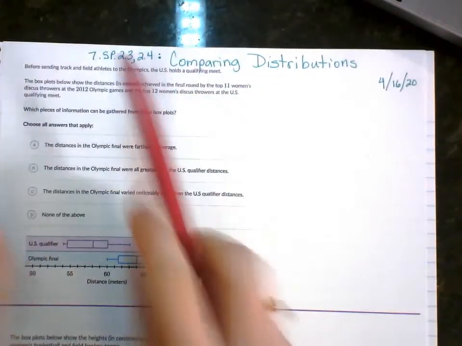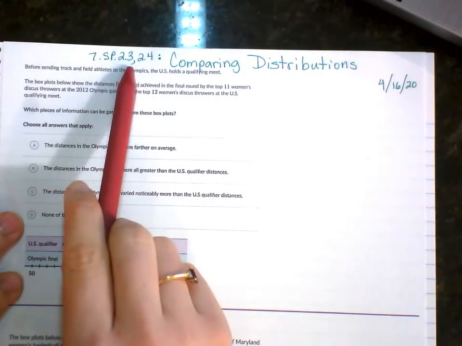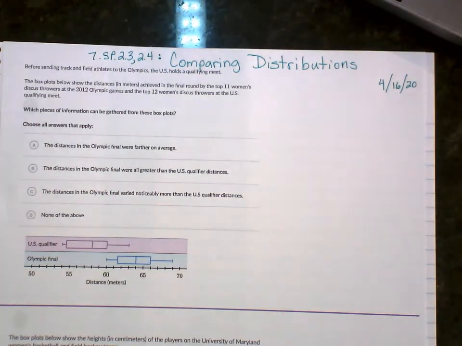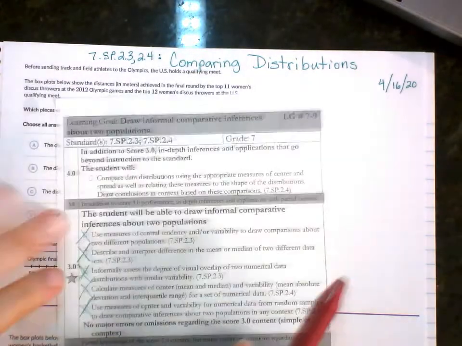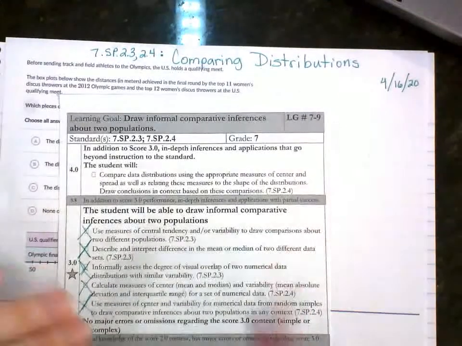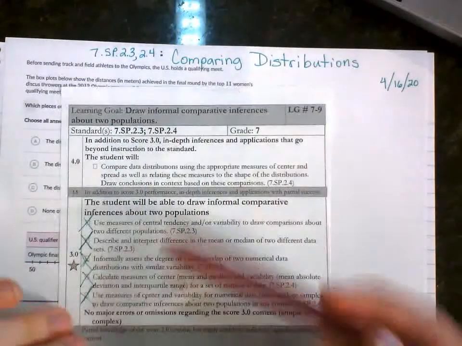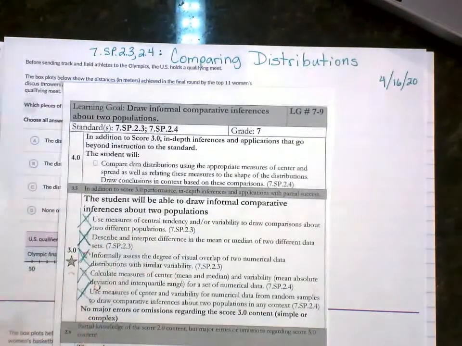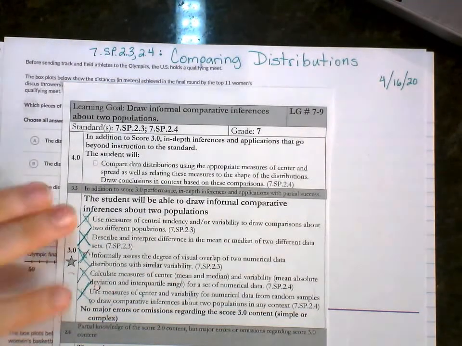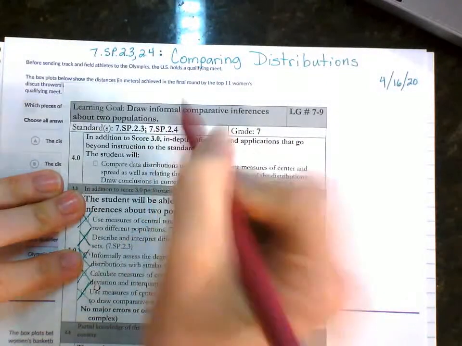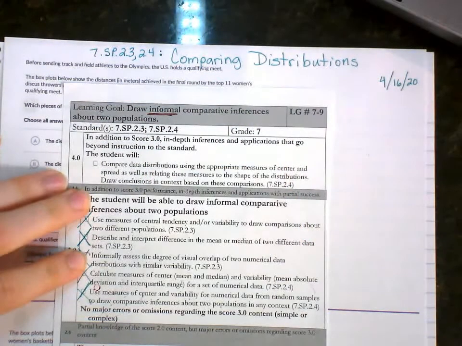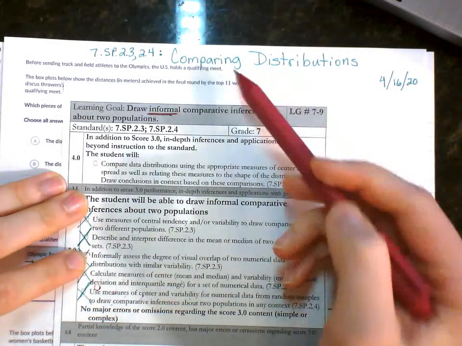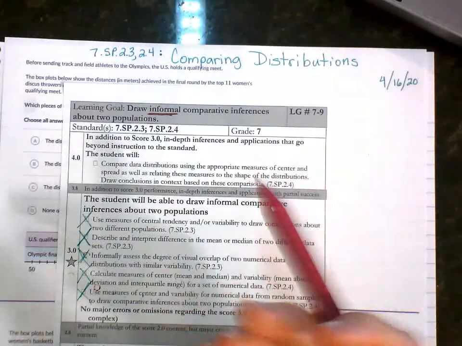Our learning goal, our standard, is 7.SP.2.3 and 7.SP.2.4. This is page 55, comparing distributions. The formal learning goal we're doing is 7-9. We're not going to go through all of them, even though we are covering every single level 3 learning goal in this video today. The main thing I want to focus on is drawing informal comparative inferences about two populations. So we're comparing distributions, comparing two different populations, okay?